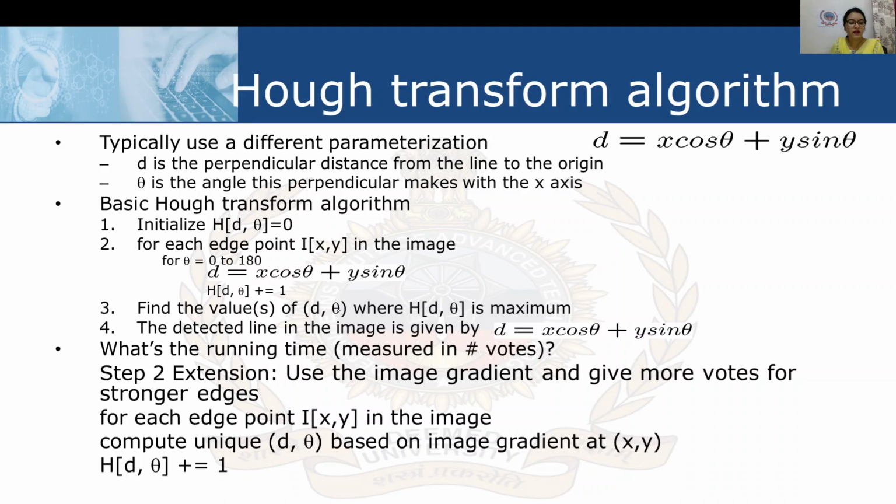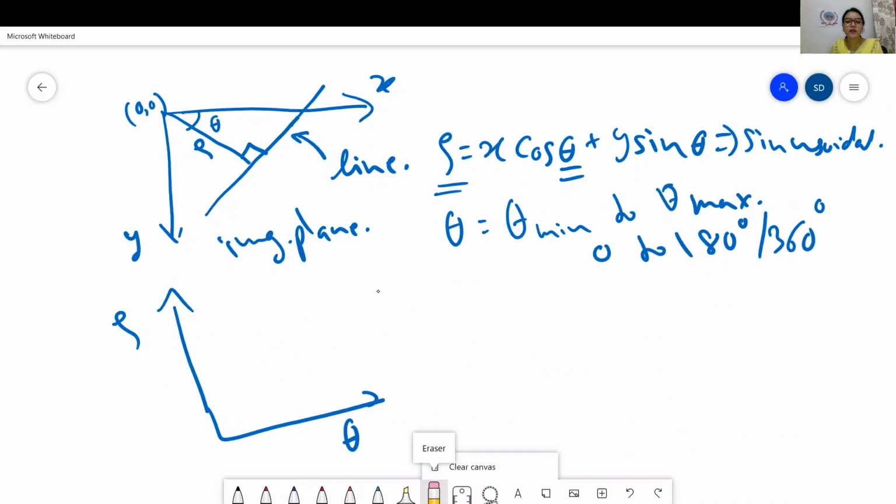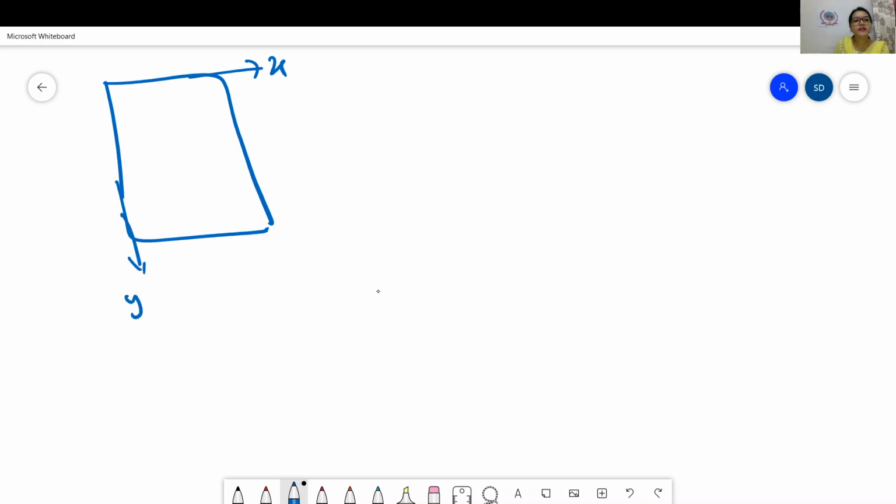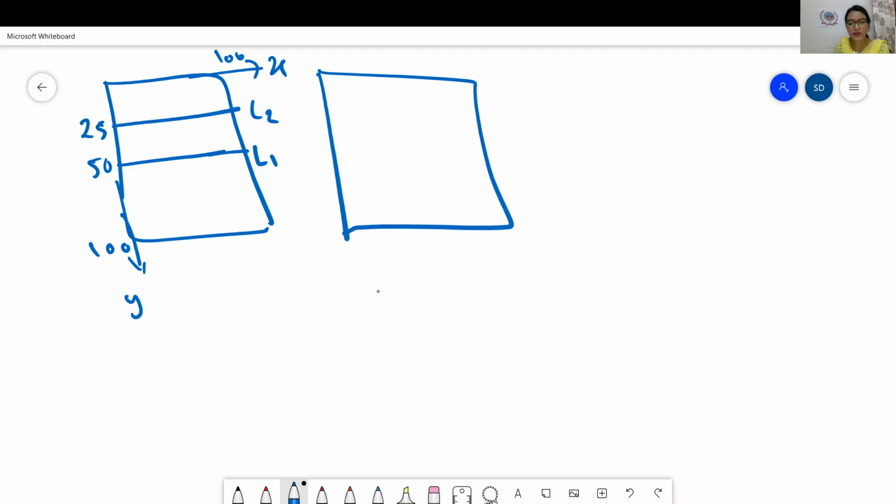So here we can take one example of how it happens. Let us say this is your x and y, and this is a 100 by 100 image. Let us say there exists a horizontal line at 50, and at 25 you also have some horizontal line. So L1, L2. Fine. So what is happening now here in the parametric space?